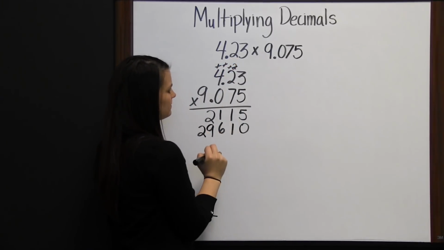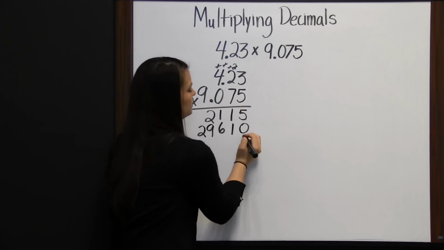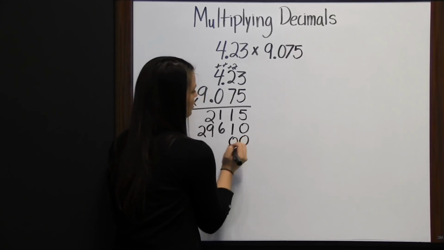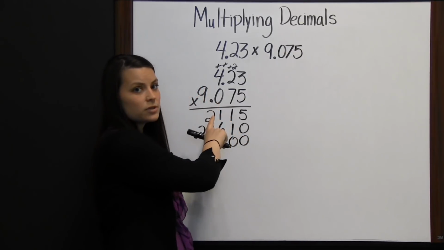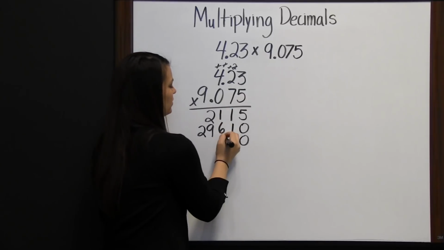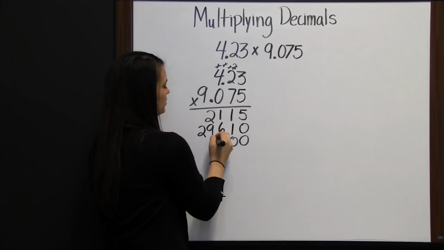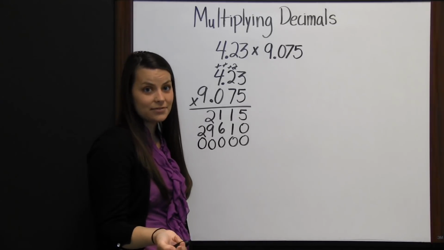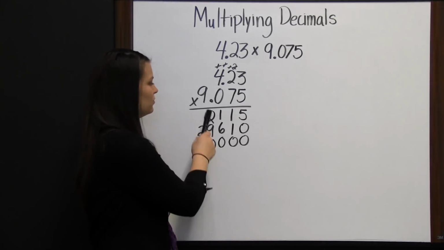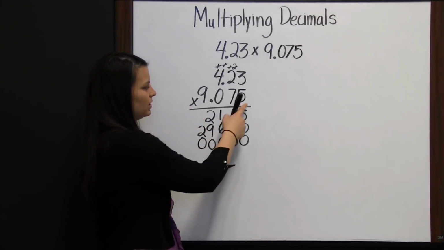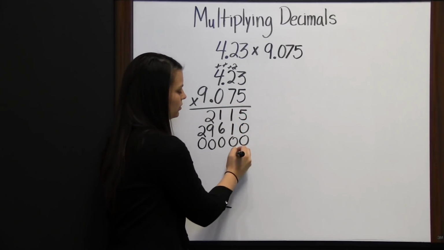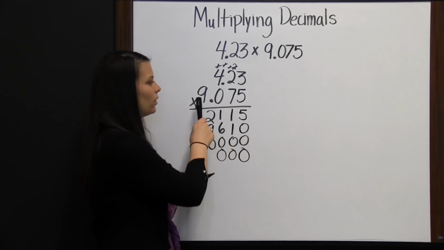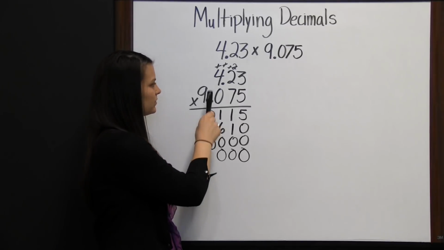Get rid of those. Then we need 2 zeros for placeholders. And when we multiply times 0, 0 times 3 is 0, 0 times 2 is 0, and 0 times 4 is 0. We just get a line of zeros. So moving on to our last digit, now we need 3 zero placeholders before we multiply times 9.